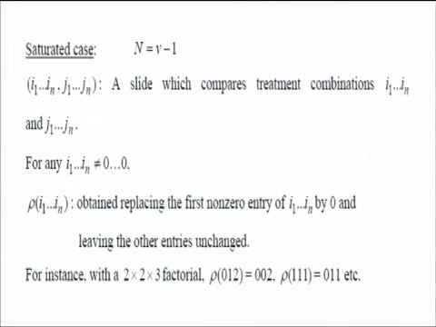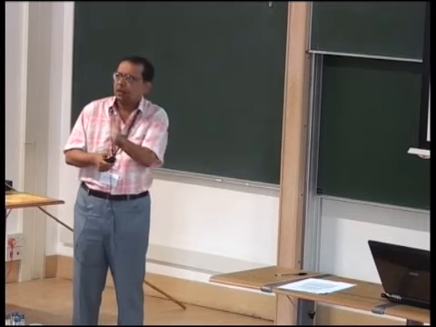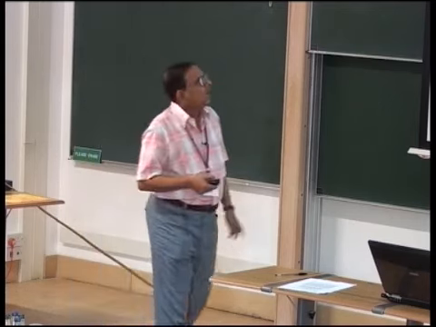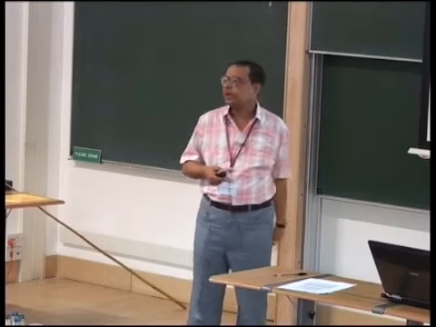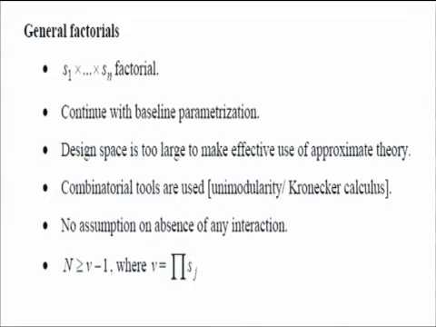Well, the second one is not really a combinatorial tool. There are 2 tools we are using. One is the Kronecker calculus. This is quite popular, though an old method, in the context of factorial designs under orthogonal parameterization. We look at a version of the Kronecker calculus which is useful under the baseline parameterization, but the main tool for proving results is that of unimodularity.